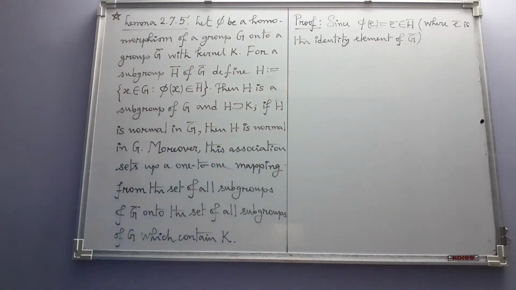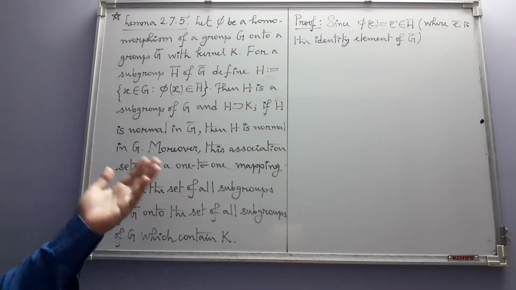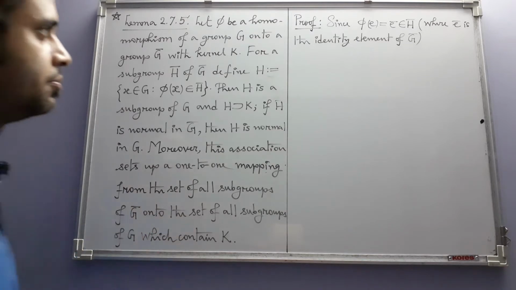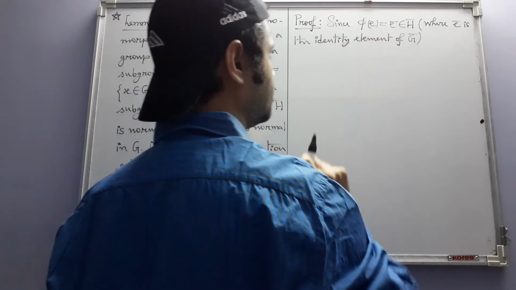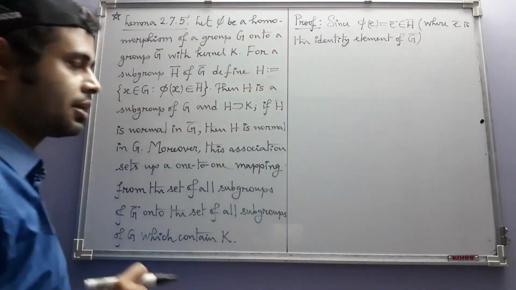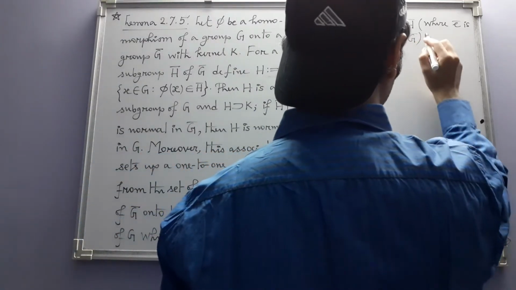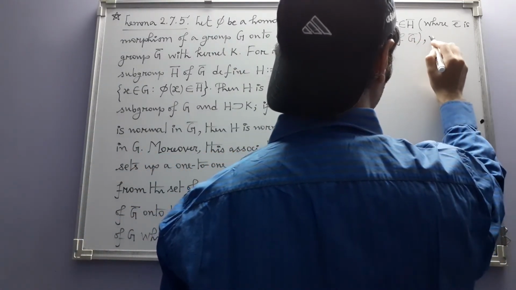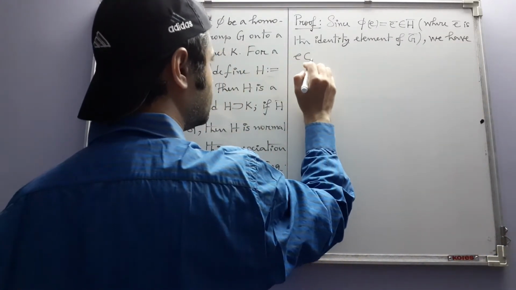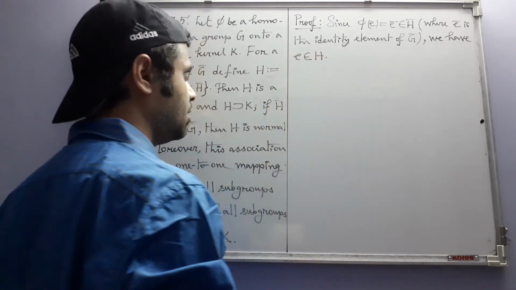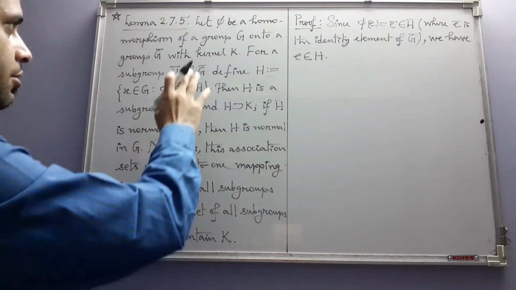We already know that the identity element of G is mapped onto the identity element of G bar by any homomorphism. So that's why phi of E is equal to E bar, and since H bar is a subgroup of G bar, E bar will be in H bar. But then by the definition of H, E will be in H, and as such H is a non-empty subset of G.